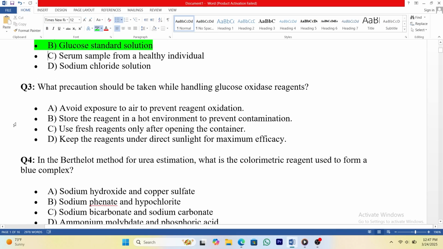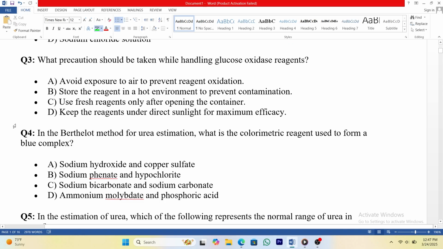3. What precaution should be taken while handling glucose oxidase reagents? A. Avoid exposure to air to prevent reagent oxidation. B. Store the reagent in a hot environment to prevent contamination. C. Use fresh reagents only after opening the container. D. Keep the reagents under direct sunlight for maximum efficacy.